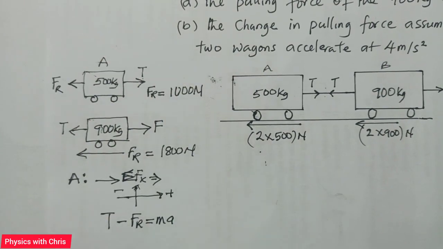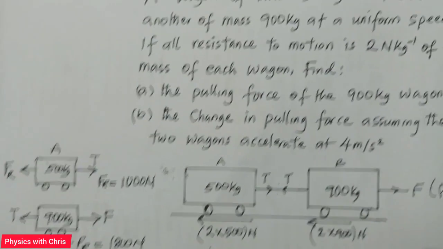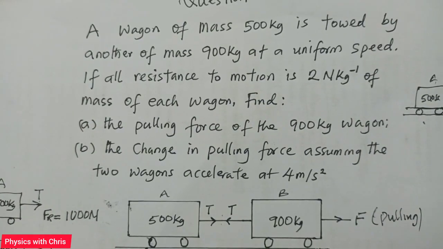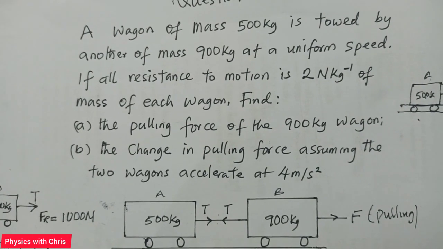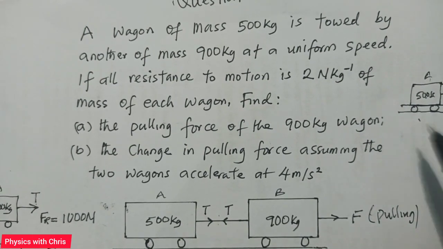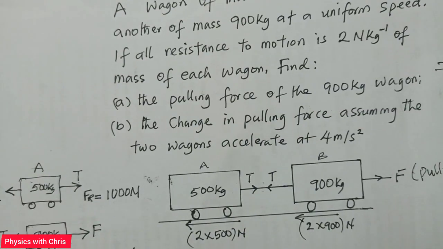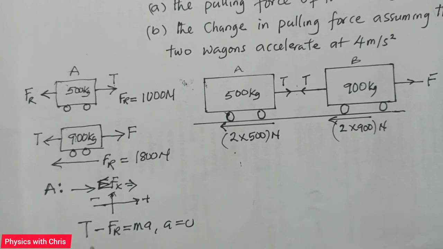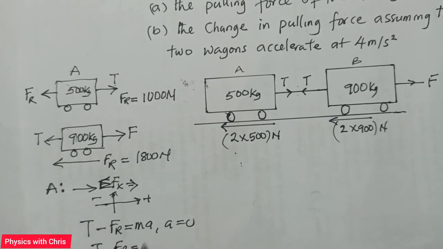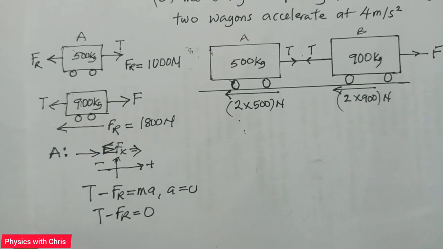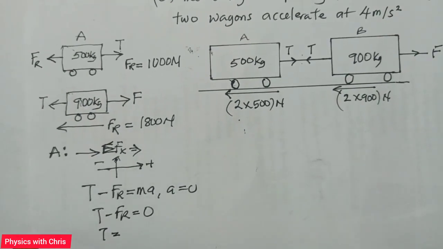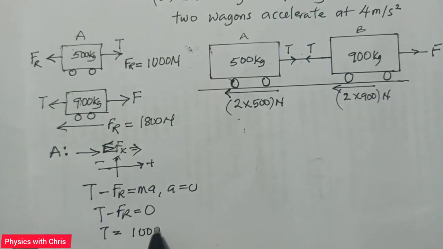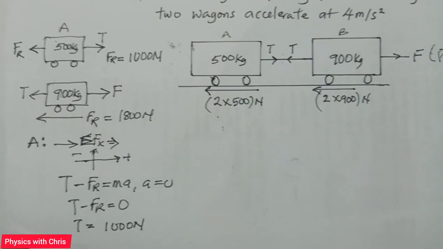But here, if you come back to this question, it says the two wagons are moving with a uniform speed. That means the acceleration is zero. When the speed is constant, there's no acceleration, okay? That means T minus Fr is equal to 0. It means that the tension in the string is equal to the frictional force opposing the motion of wagon A. That is 1000 Newton. Okay, that's my T.